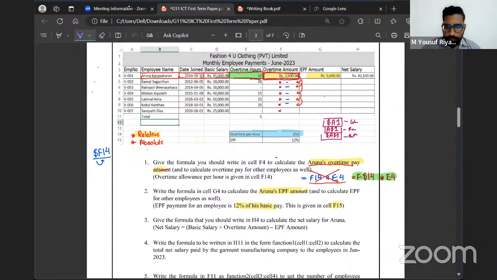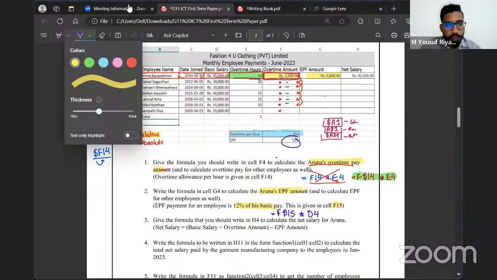Okay, let's write it. EPF is basically 12% of his basic salary. First of all, let's see where this 12% is. 12% is there in the F15 cell. So I'm going to get here equals F$15 using absolute cell reference, and multiply this with his basic salary. Basic salary is there in the cell D4. So the answer is equals F$15 into D4.